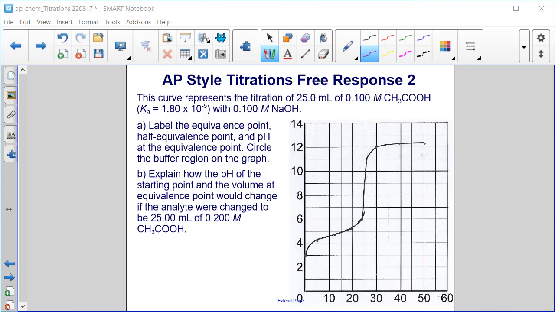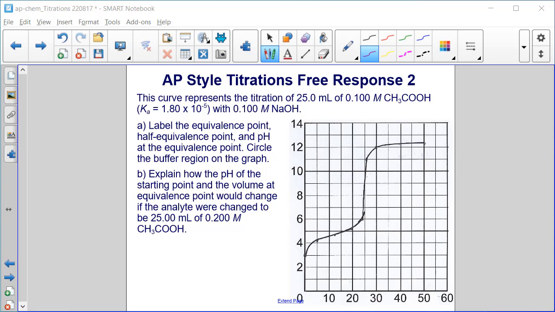All right, here's AP style titration free response problem 2. This curve represents the titration of 25 milliliters of 0.1 molar acetic acid, Ka equal to 1.8 times 10 to the minus 5, with 0.1 molar sodium hydroxide. A, label the equivalence point, half equivalence point, and pH at the equivalence point. Circle the buffer region on the graph.